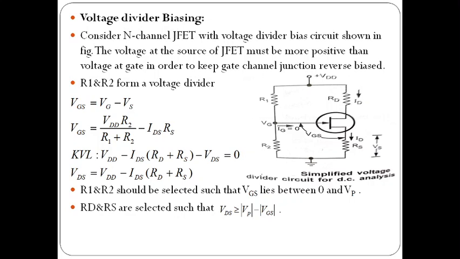So here R1 and R2 should be selected such that VGS lies between 0 and the VP value. VP is the pinch-off voltage, and RD and RS are the drain and source resistances, which are selected using the condition VDS is greater than VP minus mod VGS value. Clear?